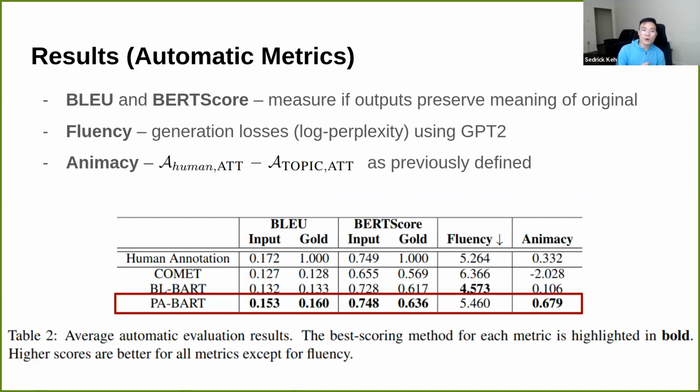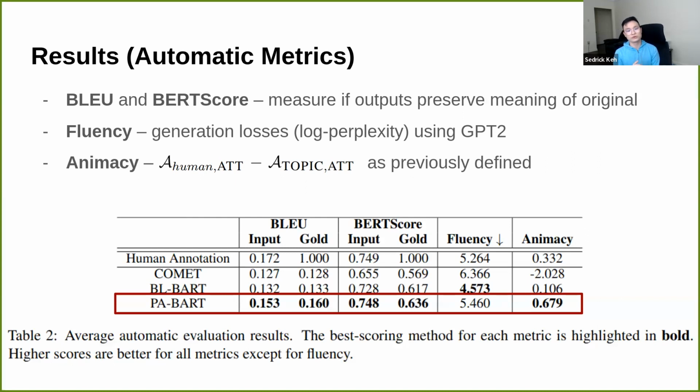So here are our results for automatic metrics. Now we measure along 4 dimensions. The first is BLEU, and the second is BERTScore. So these two are meaning preservation metrics. As mentioned earlier, we want the output personifications to still have roughly the same meaning as the input.